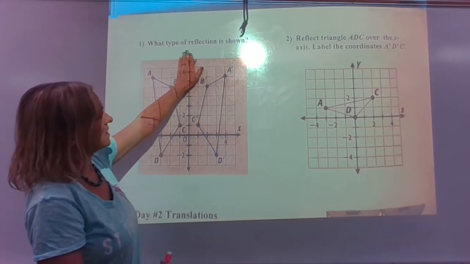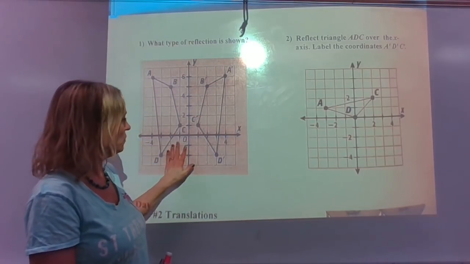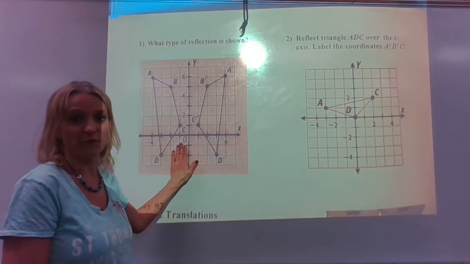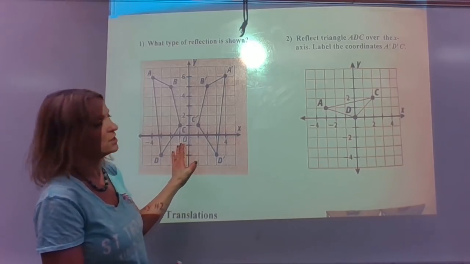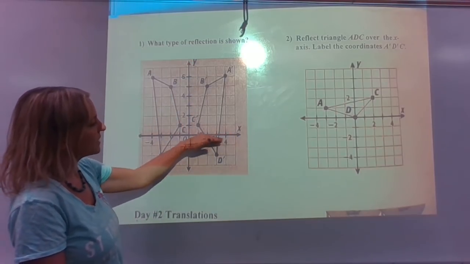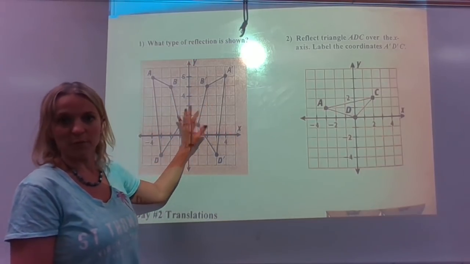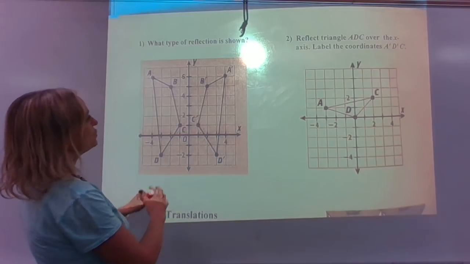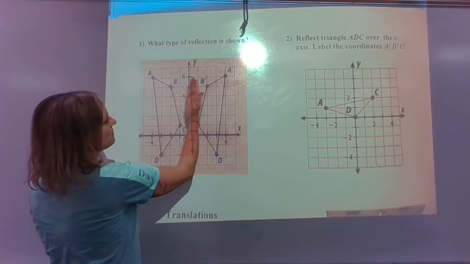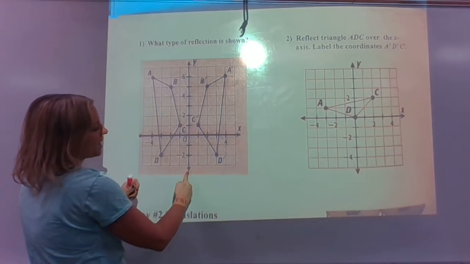So when it says what type of reflection is shown, well, in the coordinate plane, there's two types of reflections that we can see. We have two very visual lines of reflection. We have the line, the y-axis, and we have our x-axis. So you can either take an image and flip it over one axis or the other. So you can see when you look at this, that this picture was flipped this way, and it was flipped over this axis right here.